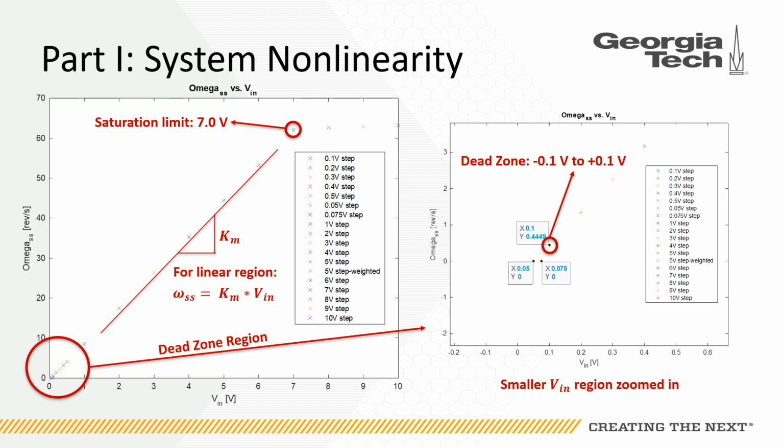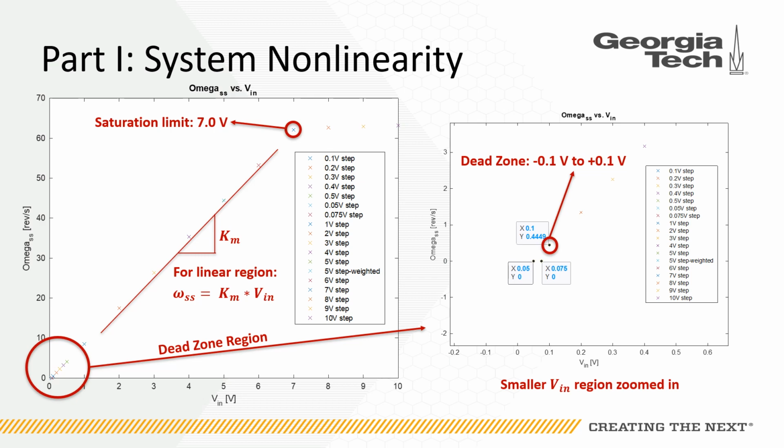On the other hand, the saturation limit is the position where the steady-state omega stays constant even with increasing Vn, and in a physical sense, the motor will still be spinning at the same steady-state speed regardless of the increasing Vn. Dead zone and saturation limits are considered nonlinearities because the linear relationship between the steady-state omega and Vn is violated, or more specifically, the steady-state omega is no longer directly proportional to the Vn by the motor gain constant Km.